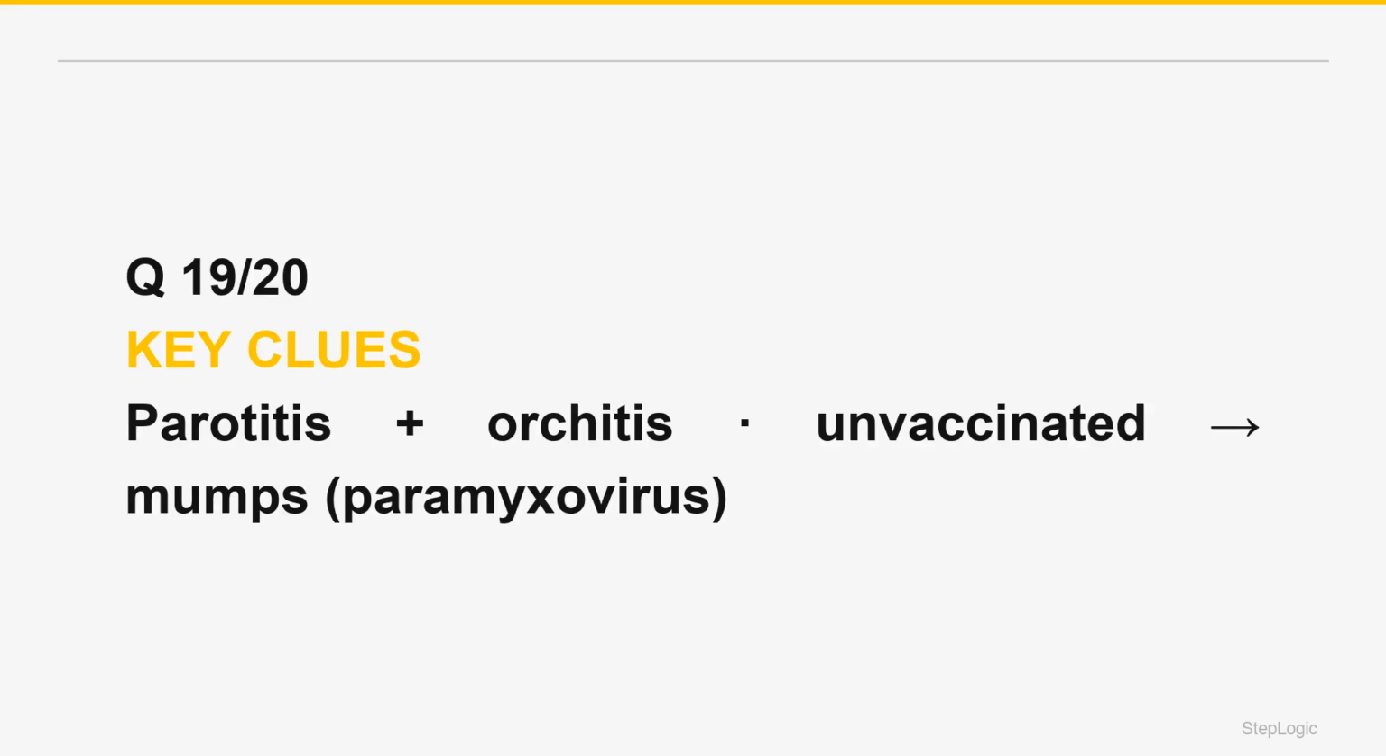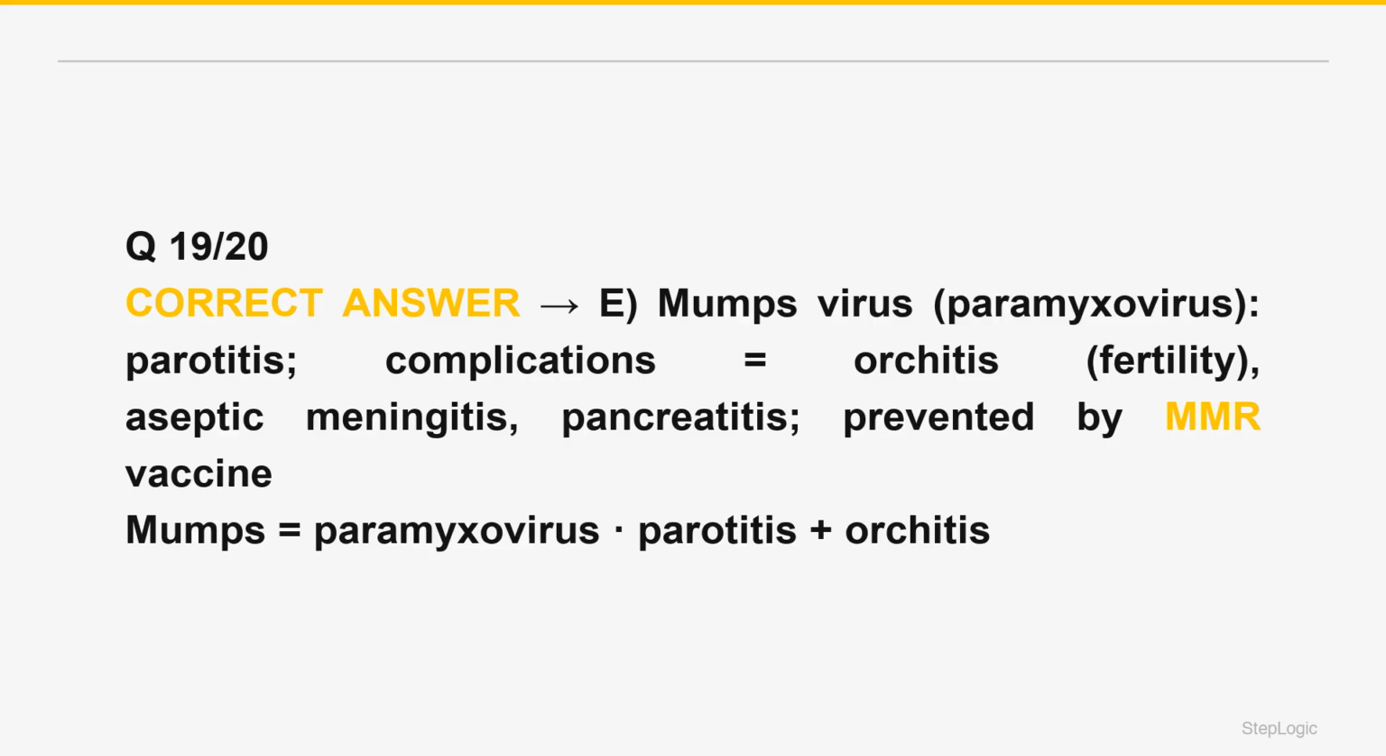This is mumps, caused by the mumps virus, a paramyxovirus, an enveloped single-stranded negative-sense RNA virus like measles, RSV, and parainfluenza. It is spread by respiratory droplets. The hallmark is parotitis, inflammation and swelling of one or both parotid salivary glands, giving the classic puffy cheek, swollen jaw appearance with fever and pain on chewing. The correct answer is E.